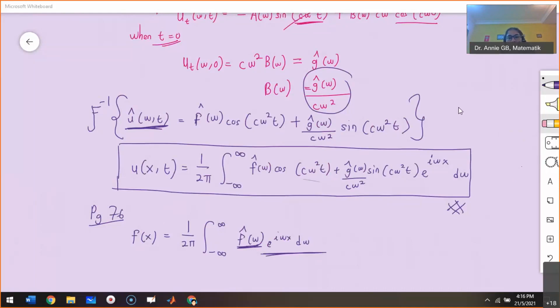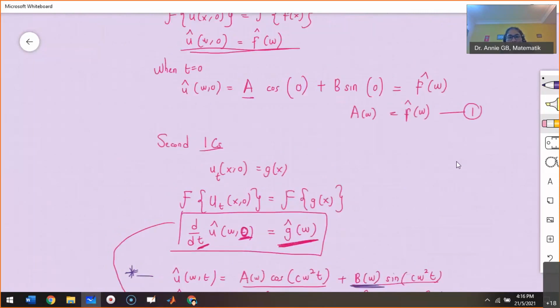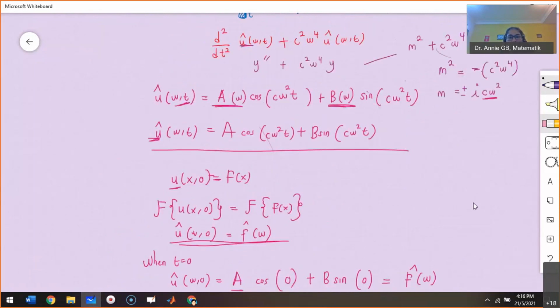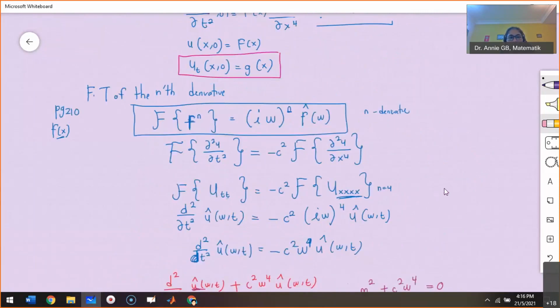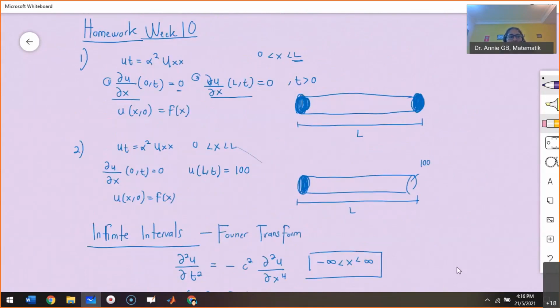And don't forget, I would really want to see your solution for homework week 9. Yang ni, 2 soalan ni. Saya nak tengok jalan pengiraan untuk 2 soalan ni. So, I hope you can submit to me before the class start.